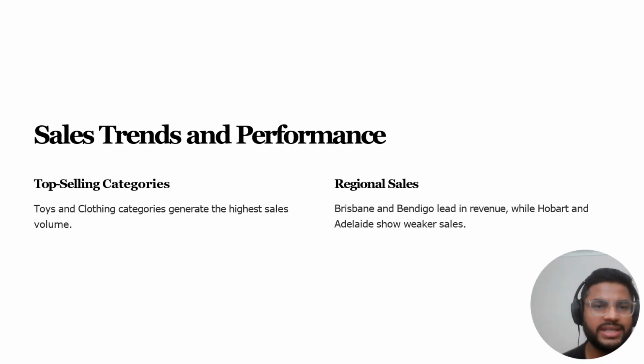So this is about sales and trend performance. What we found out is that the top selling categories were toys and clothing, which generated the highest part of the whole sale volume. And talking about regional sales, we found out Brisbane and Bendigo led to the highest revenue, while Hobart and Adelaide led to low sales, which shows we should work on these areas more.